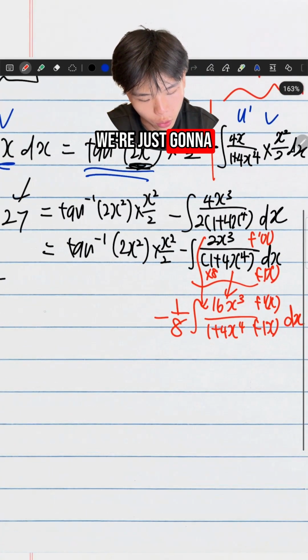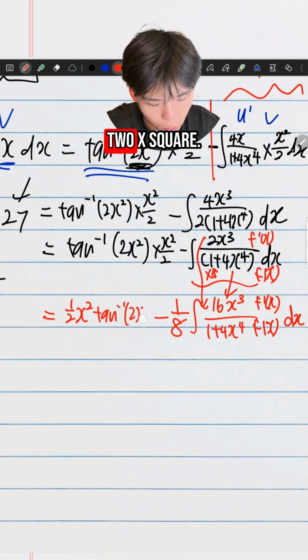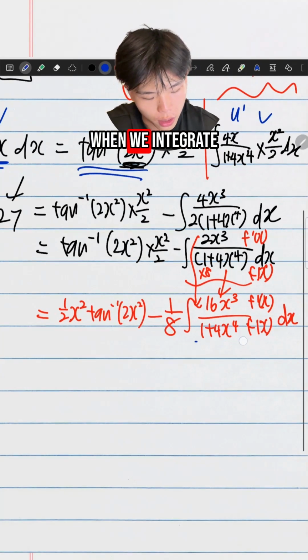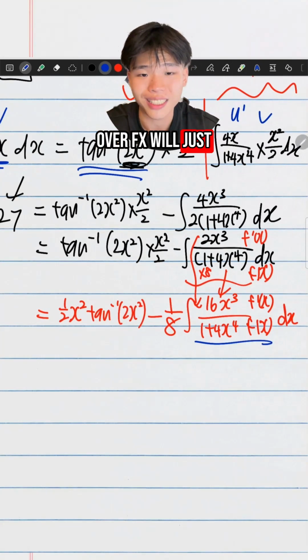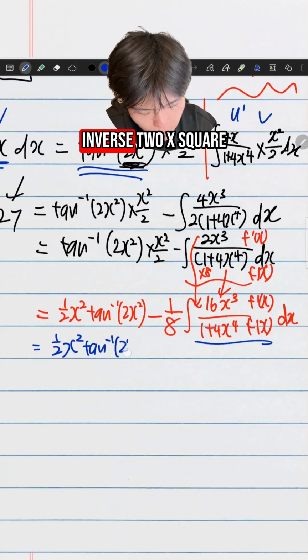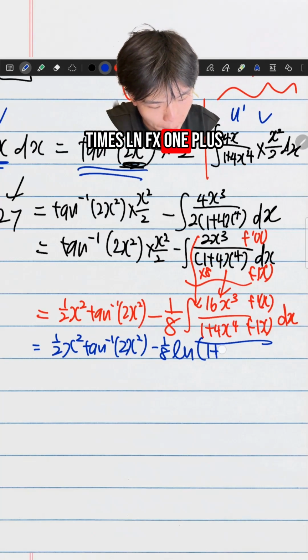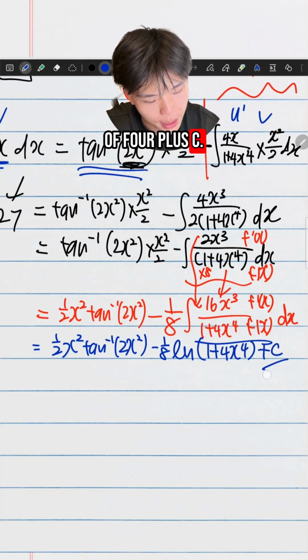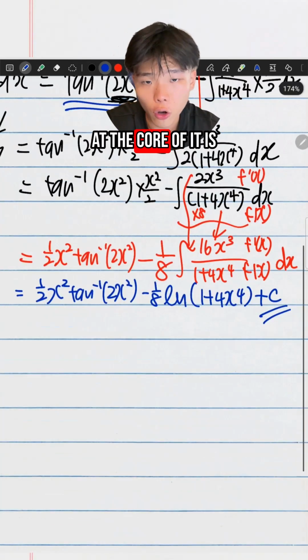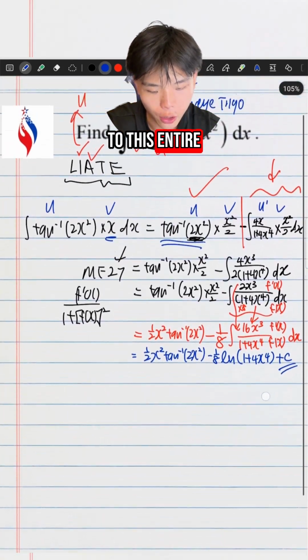And then of course we're just going to copy and paste what we have at the front. So this is half x squared tangent inverse 2x squared, and eventually when we integrate this, f prime x over f x will just give us back ln f x. So we have half x squared tangent inverse 2x squared minus 1 over 8 times ln of 1 plus 4x to the power of 4 plus c. Don't forget your plus c, because this at the core of it is still your indefinite integral. And this is the final answer to this entire question.